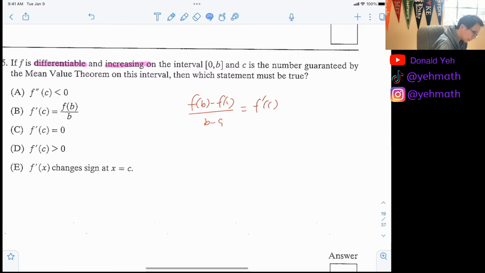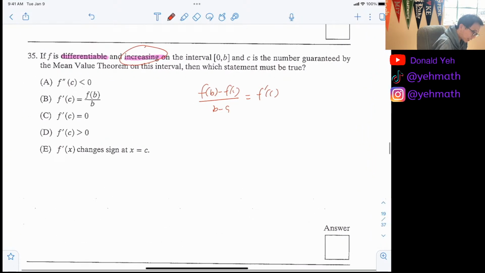Okay, so the most important thing is right here. They say it is increasing. And then also between 0 to b, which is kind of interesting. Guaranteed by the mean value theorem on the interval, the statement must be true. Must be true.